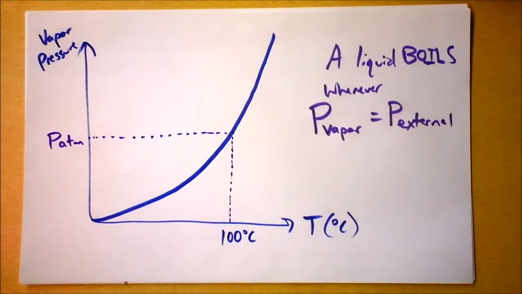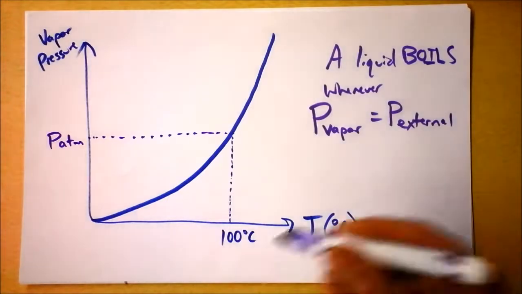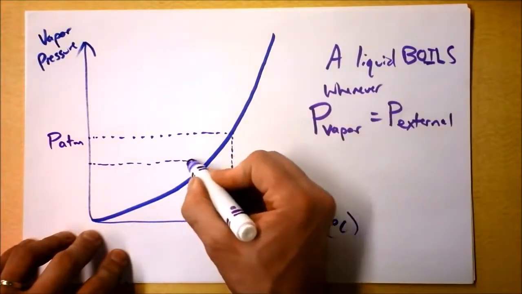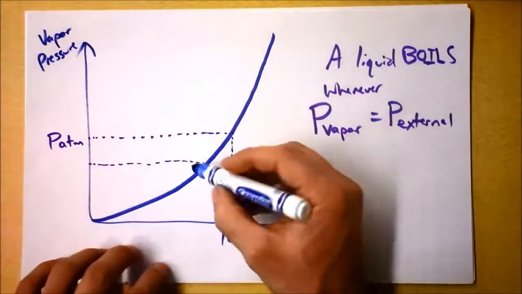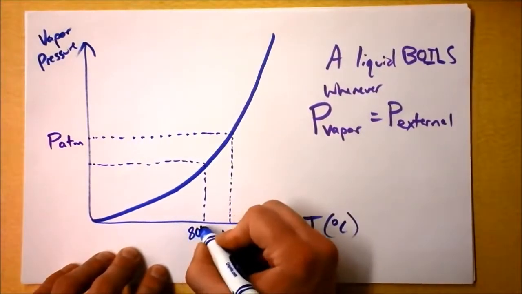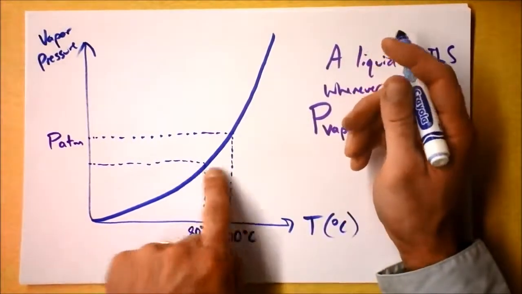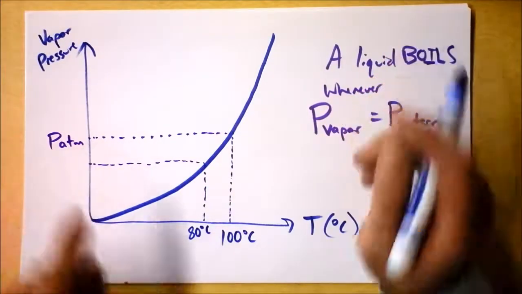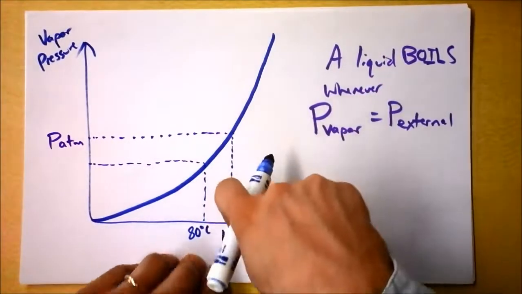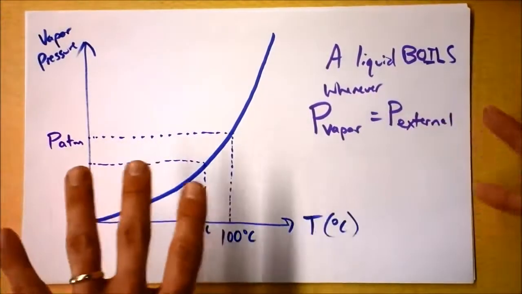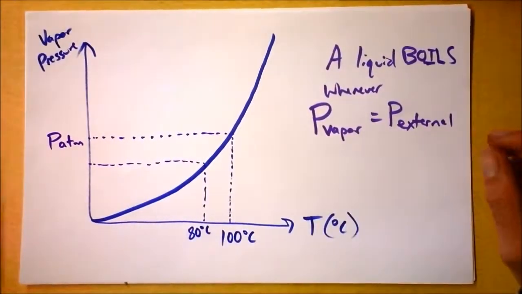So, what would you do to make water boil at a lower temperature? Like 80 Celsius. What would you have to do to make water boil at a lower temperature? What would you have to do to make water boil at a higher temperature? What if you wanted to cook your potatoes, but the problem with potatoes is you want them to be in water, right? Because you want them to be moist and squishy.